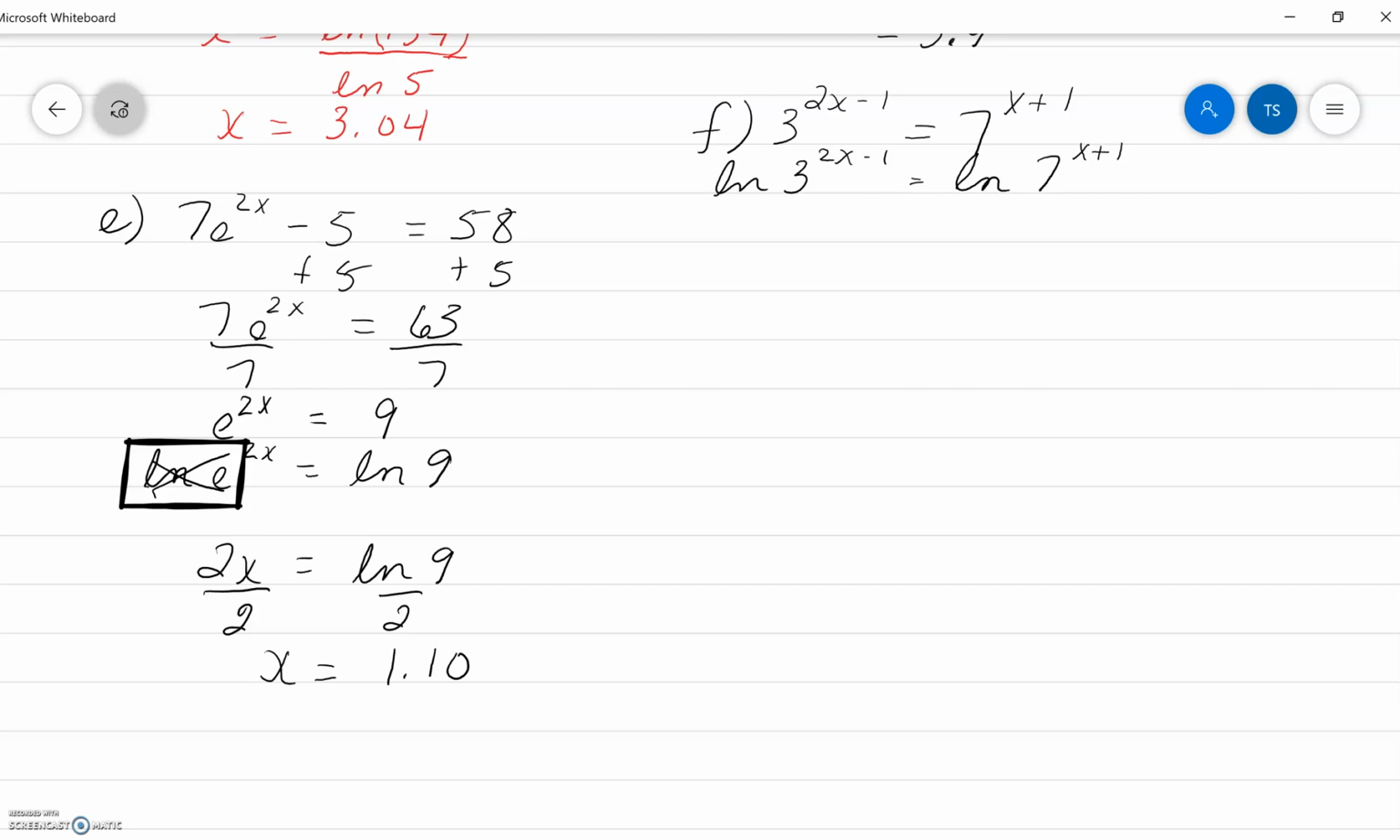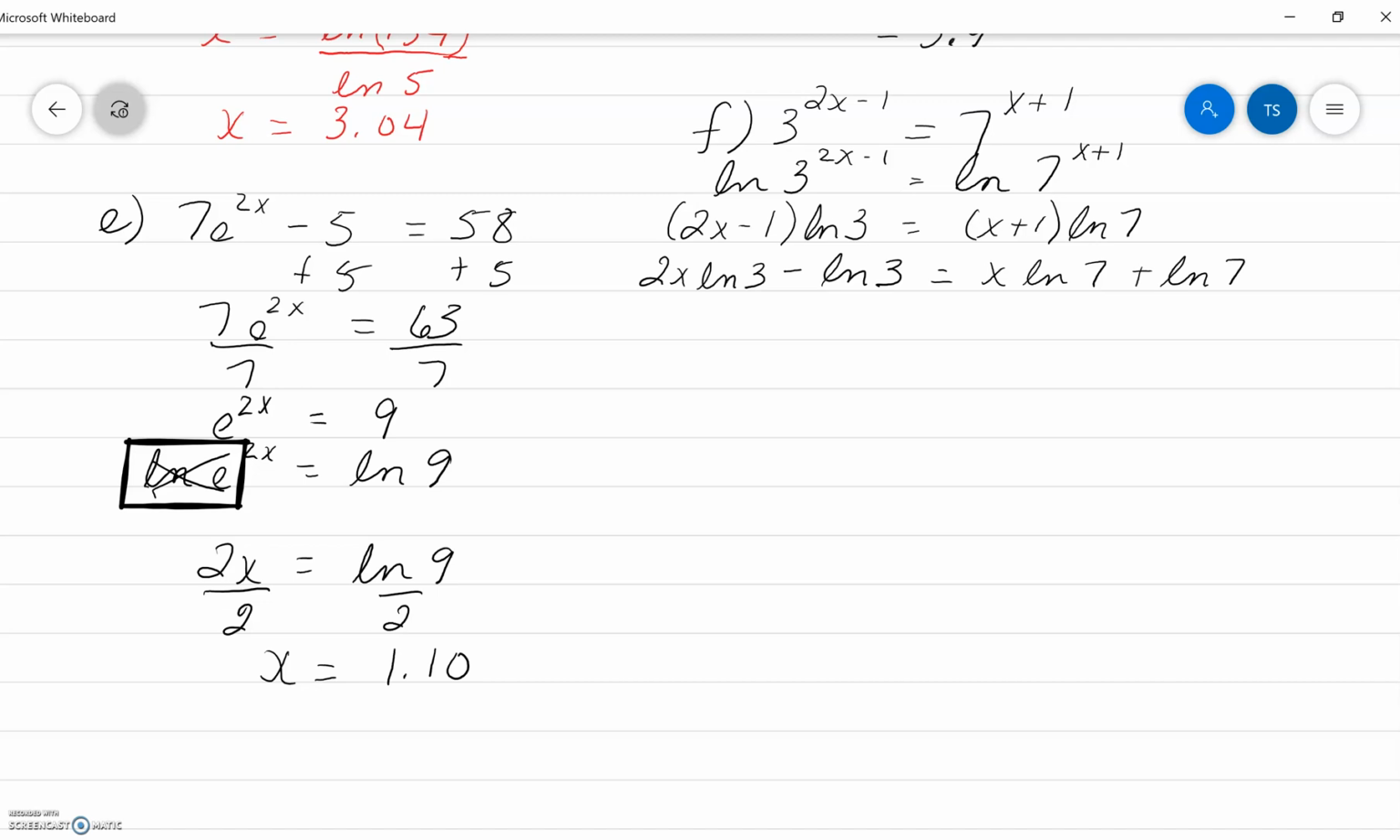I'm going to bring those powers and put them in front. So we're going to have 2x minus 1 times the natural log of 3 equals x plus 1 times the natural log of 7. Now I'm going to distribute the natural log of 3. The natural log of 3 and the natural log of 7 are crazy decimals. I don't care what those decimals are. I'm going to leave it looking like that until the very end. So we distribute. You're going to have 2x natural log of 3 minus the natural log of 3 equals x times the natural log of 7 plus the natural log of 7.